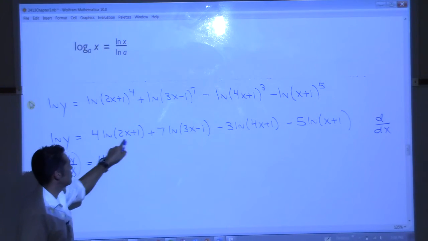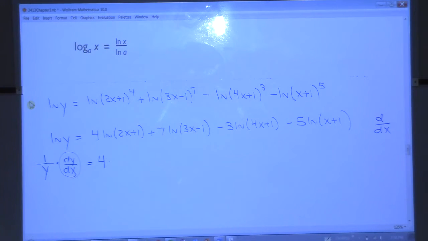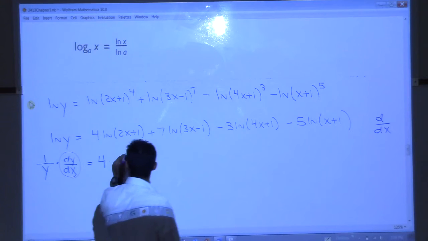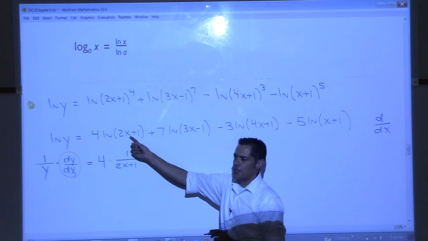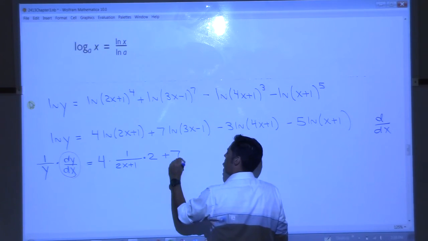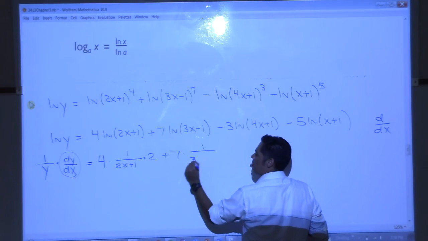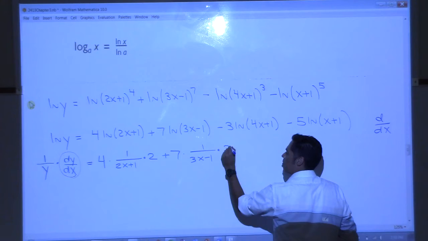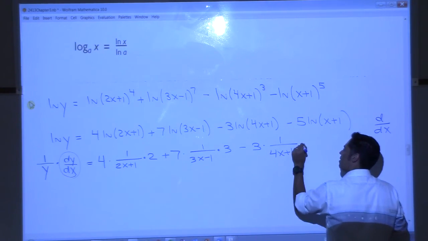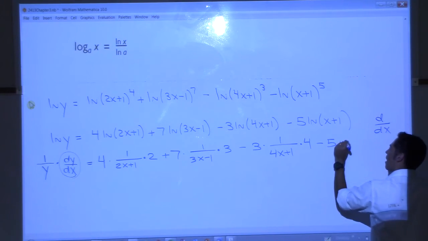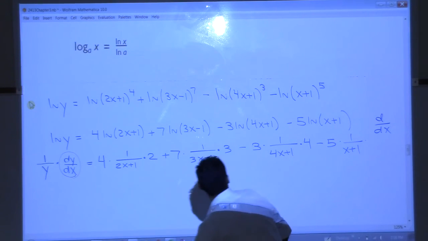4 times, now the derivative of this with respect to x. What do we say that would be? 1 over (2x plus 1) times 2, which is the derivative of the inside. Plus 7, the derivative of natural log of (3x minus 1): 1 over (3x minus 1) times 3. Minus 3 times 1 over (4x plus 1) times 4. Minus 5 times 1 over (x plus 1) times 1. So I don't need it.